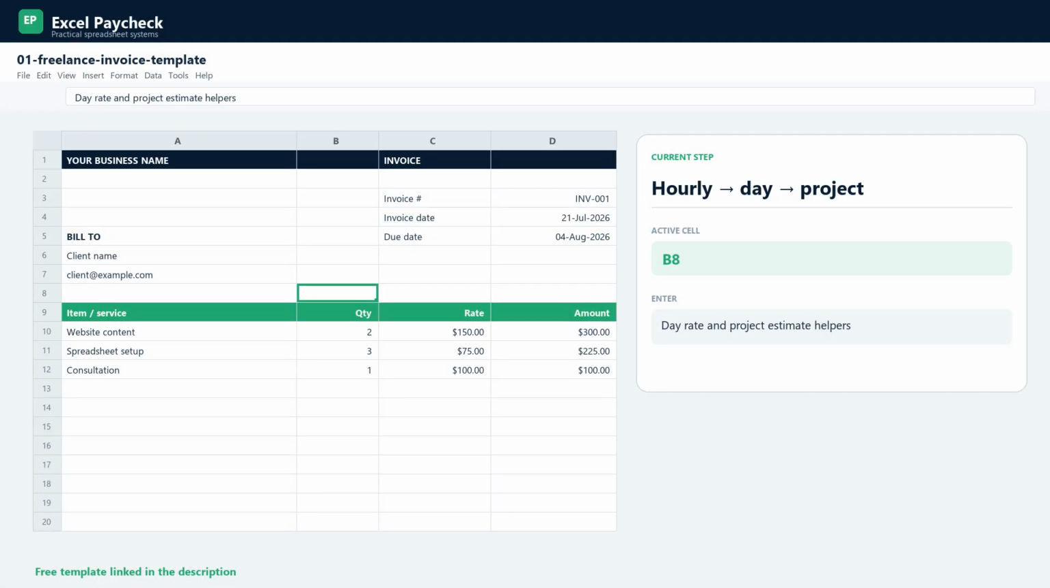Multiply the hourly rate by 6 or 7 for a day rate if you sell days. For fixed projects, estimate hours honestly, multiply by the rate, then add a contingency percent for scope risk. Write those helper formulas under the main rate so quotes stay consistent.